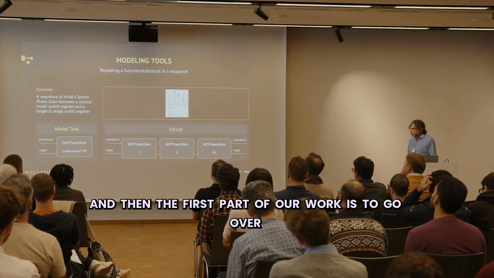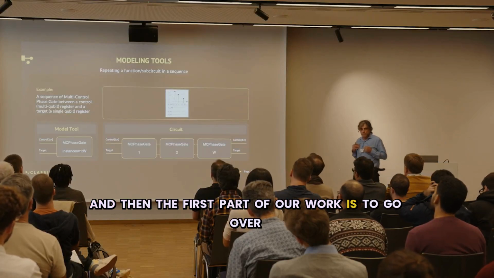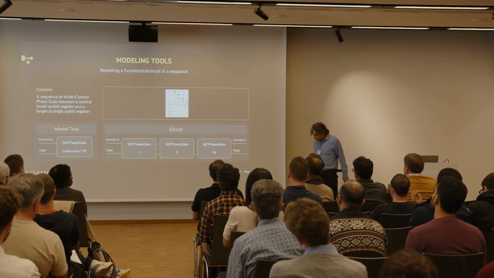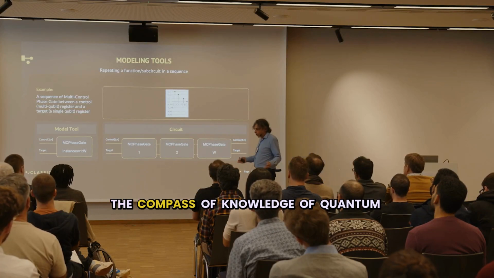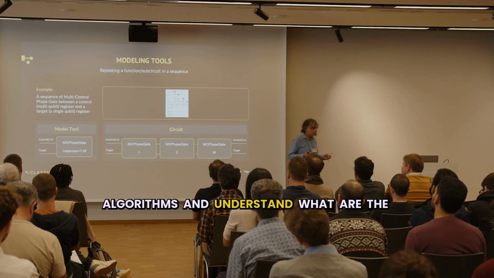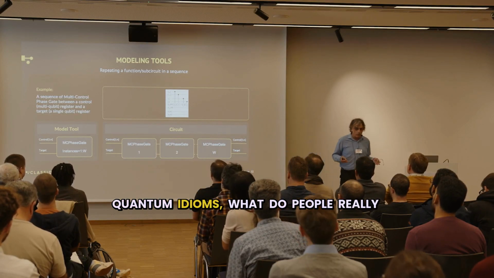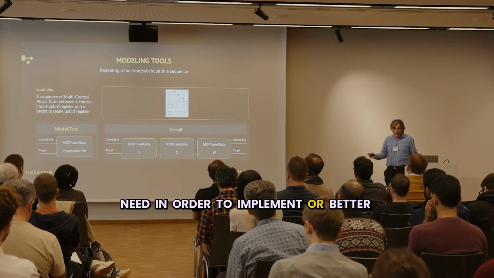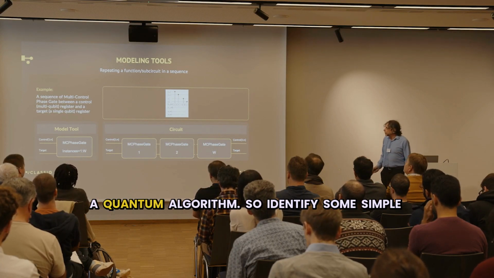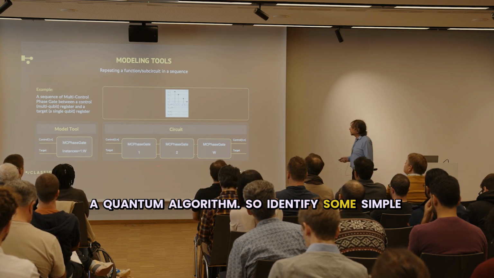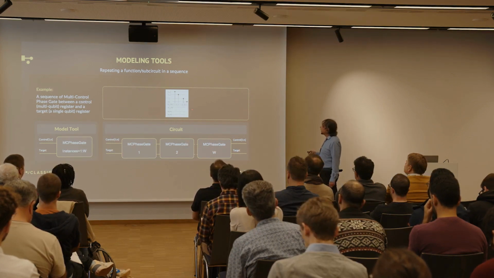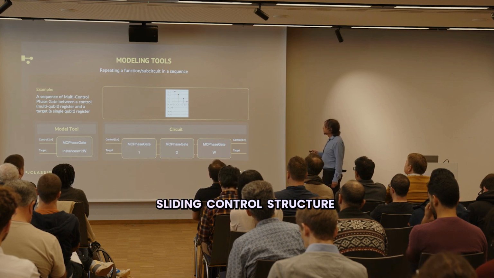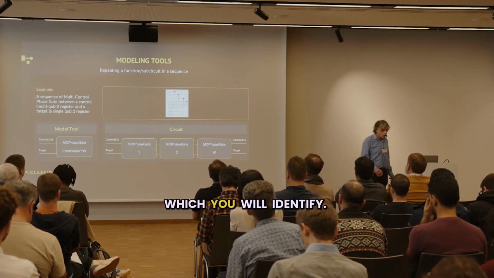And then the first part of our work is to go over the corpus of knowledge of quantum algorithms and understand what the quantum idioms are. What do people really need in order to implement a quantum algorithm on paper? So we identified some simple stuff like this sliding control structure, which you all identify.